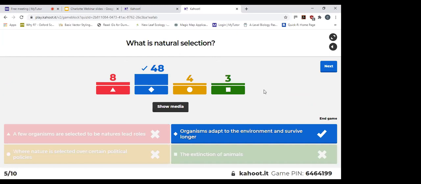Okay, good. Most people got the organisms adapt to the environment and survive longer, which means they're more likely to reproduce, more likely to pass those genes on.